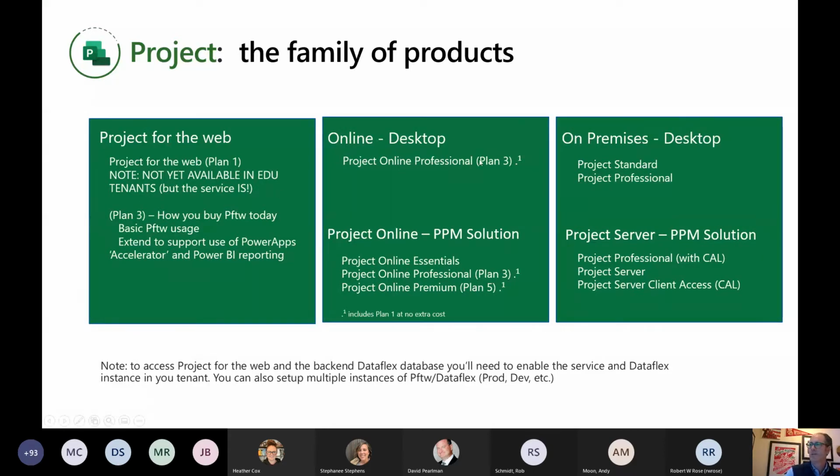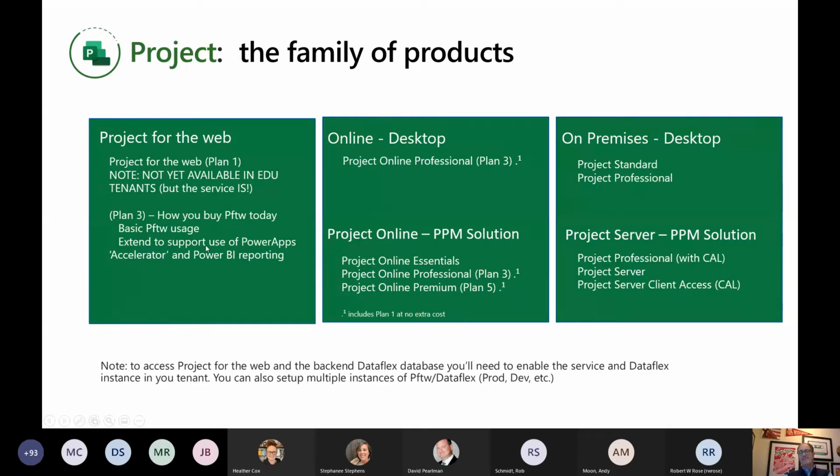This is the license you would typically buy for project managers to use desktop Project or Project within Project Online. It also supports Project for the Web. So if you have people that already have a Plan 3 license and you enable the service, you'll also have access to Project for the Web. And that's until a Plan 1 license is made available in the EDU tenants. So there's just a little bit of a secret behind that. And that's how you can get the service, but you need the license. You won't see a Plan 1 in your price list.